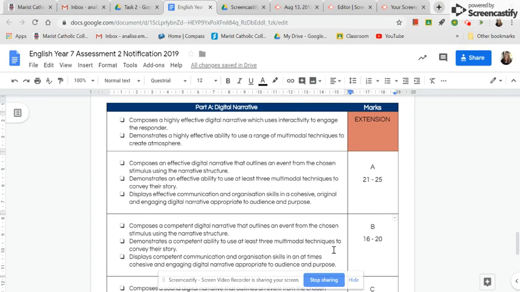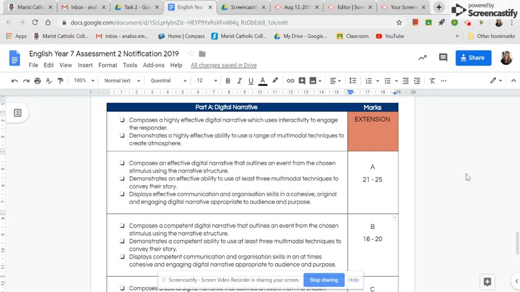So now I'm just going to talk you through the marking criteria for Part A, the digital narrative, and then I'm going to go back and explain Part B. If you have a look at the top of the marking criteria, you will see that it has the extension part, and this is only relevant for people who are choosing option 3 and are attempting the extension one. For this extension outcome, you may or may not achieve them depending on what you create.